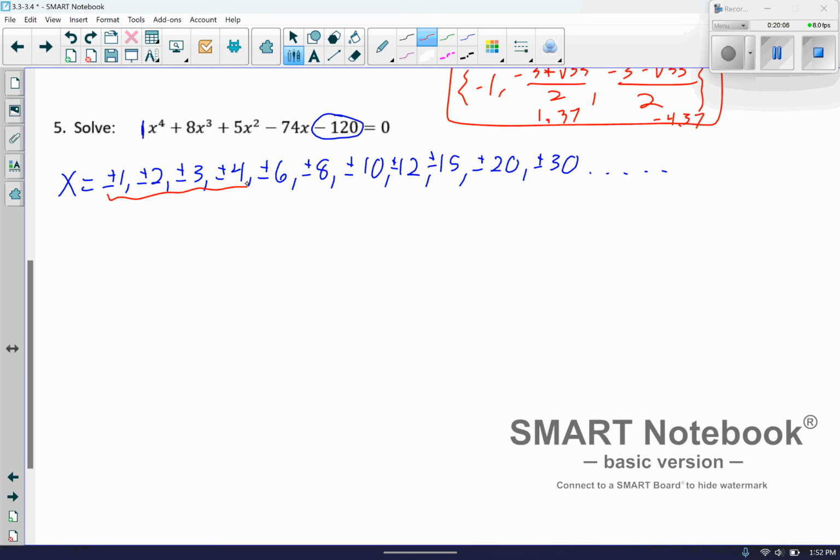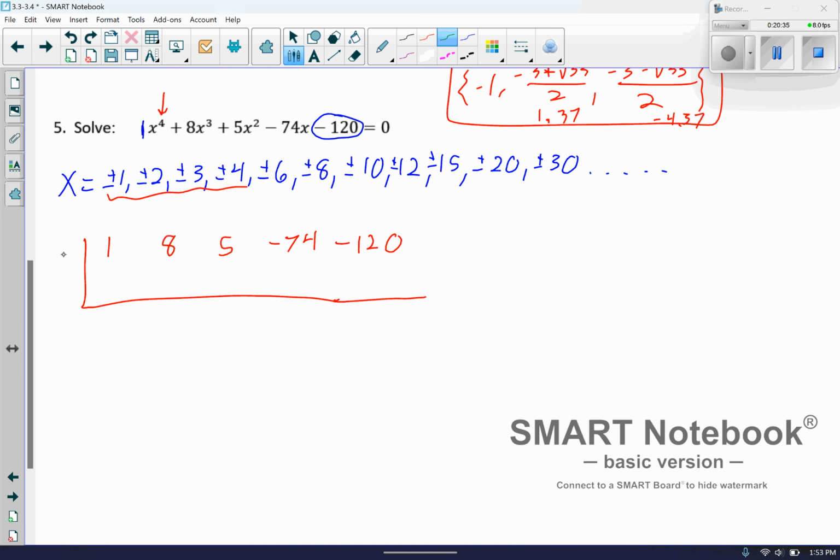Now, what I will point out, what's different about this one compared to the other ones is we have a power of 4. And so that does mean we're going to come up with 4 solutions. Now you can get repeat solutions. I think they should all be unique, though. Here they should all 4 be different. But let's go ahead and get started and find out. So let's see, I'm going to have a 1, an 8, a 5, a negative 74, and a negative 120.